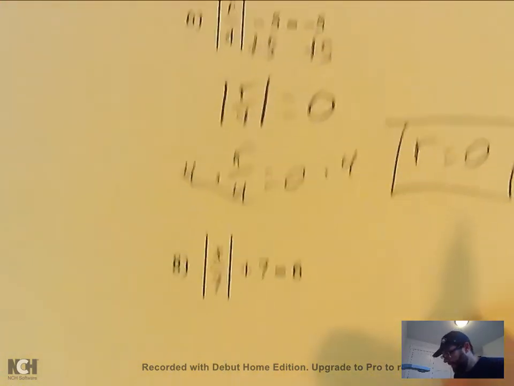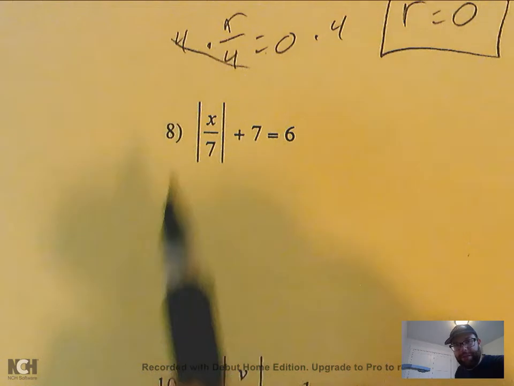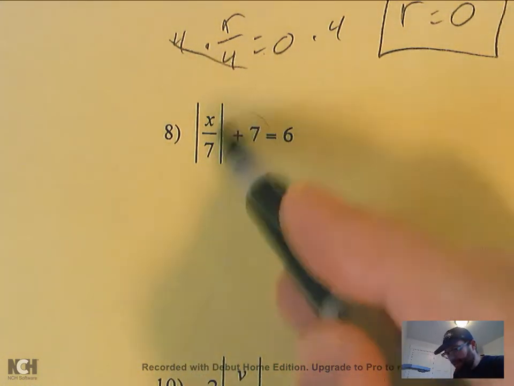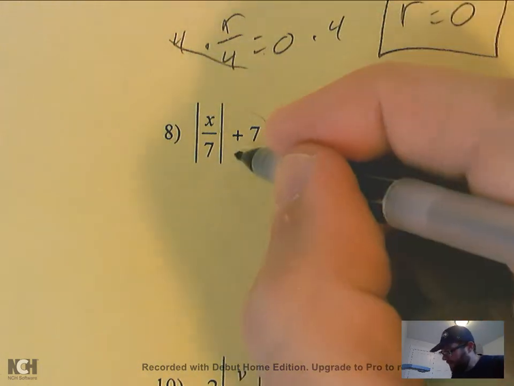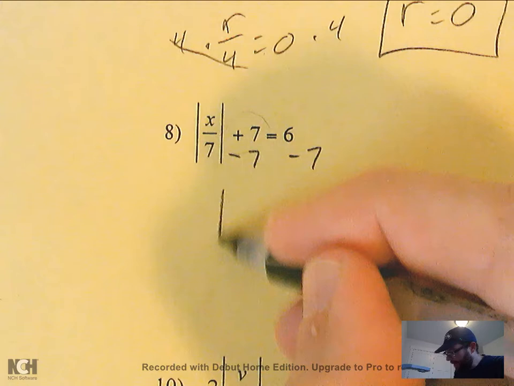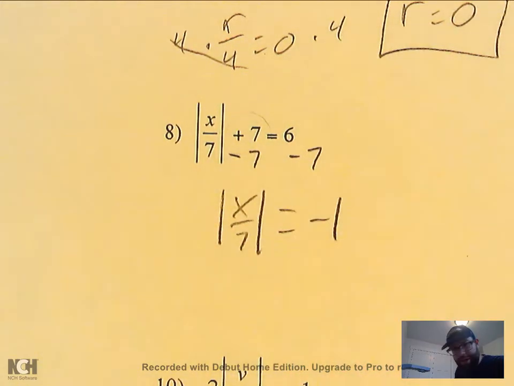Not too tough. Let's look at this one. So absolute value of x over 7 plus 7 equals 6. So I have to get rid of this plus 7. Can't have it on the same side as absolute value. So you're going to minus 7 to each side. That leaves me with the absolute value of x over 7 is equal to negative 1.